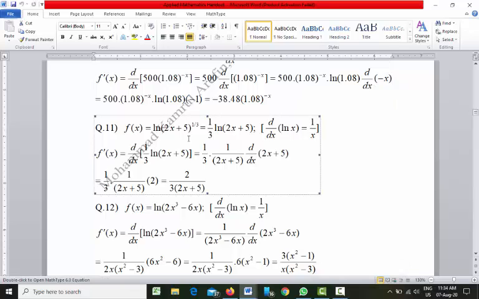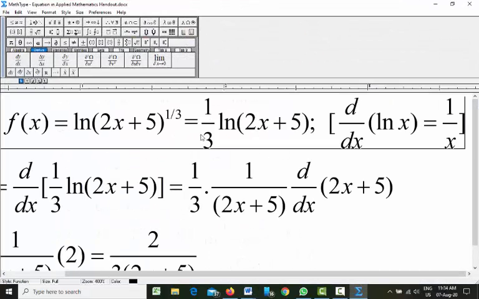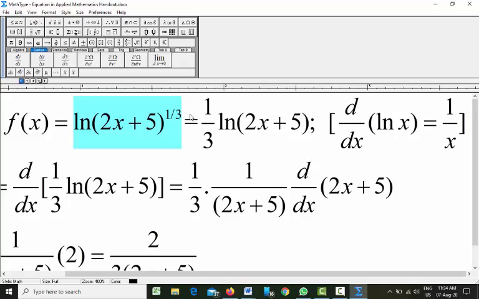Right, so now we will solve this question. Here this is the function we have: ln bracket twice x plus 5 power 1 by 3. Here we have a power in front of ln. So before you do differentiation, you first simplify a little.